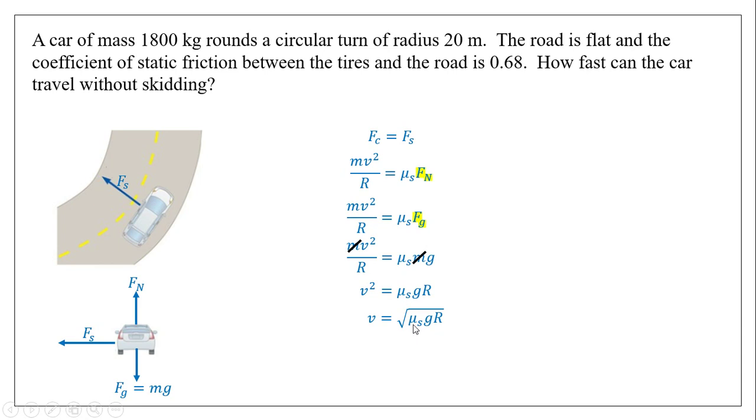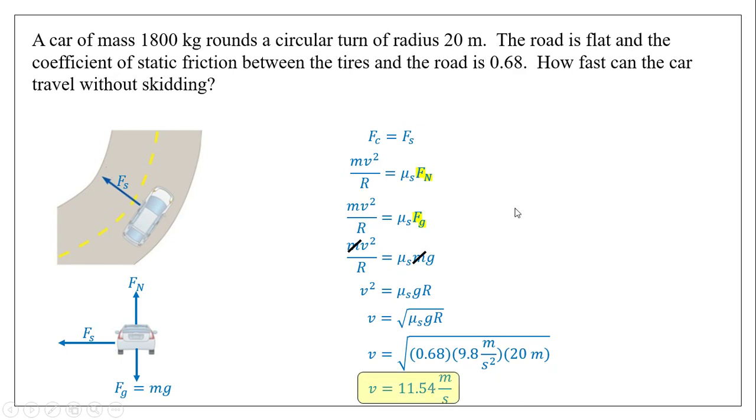We have the coefficient of static friction given to us as 0.68, G is 9.8, and R here is 20 meters. So I'm just going to plug in 0.68, 9.8, 20. I'll multiply that and then square root that. And if you do that properly in your calculator, you should get about 11.54 meters per second.